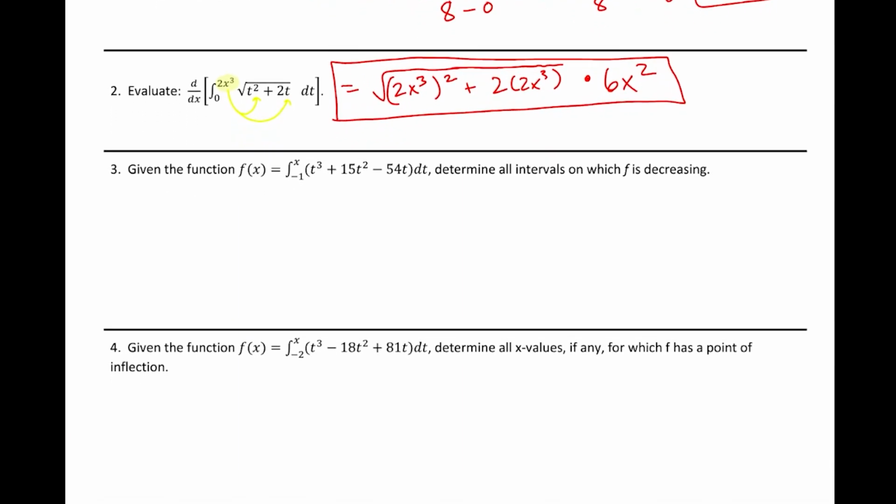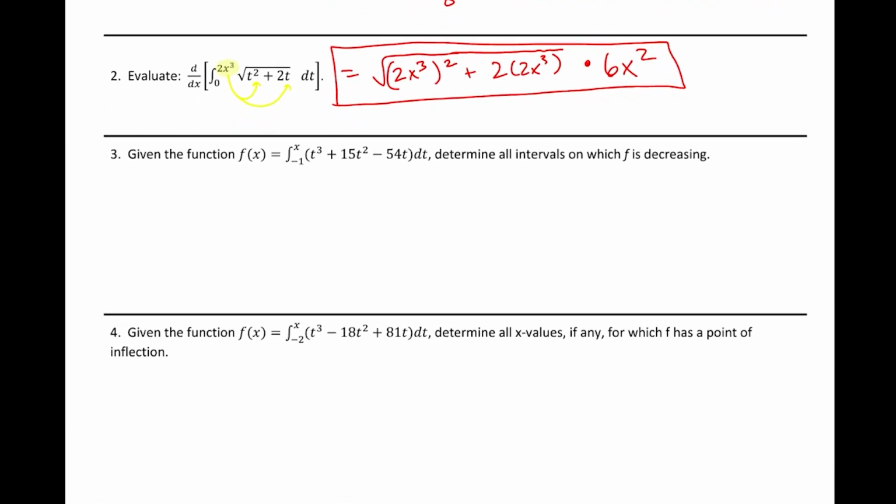Number 3 says, given the function f of x equals, and then we have this integral-defined function. Not sure if that's what we want to call it, but that's what I'm going to call it. It says determine all intervals for which f is decreasing. This is a little bit of a different question than what we've seen so far in this unit, but in class we reviewed what it means for a function to be decreasing.